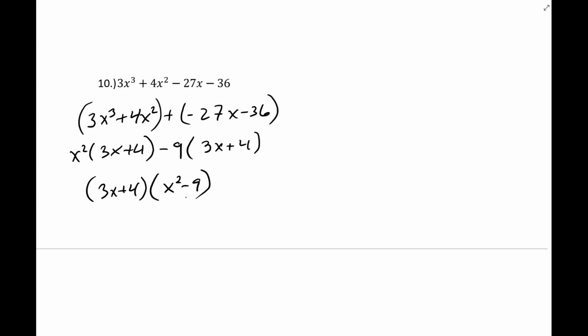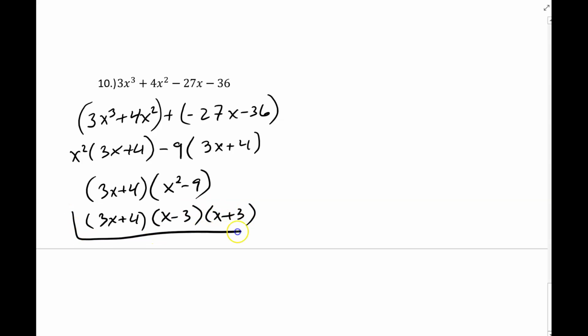The x squared minus 9, though, can factor, right? Should be easy to look at that and notice that it's a difference of 2 squares. That you have x squared minus 3 squared. So when we apply the difference of 2 squares, we have x minus 3 times x plus 3. And that would be our final answer. Olivia, you happy with that? Okay.